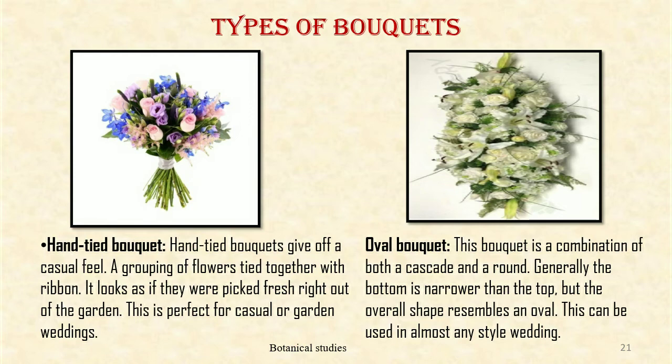Oval bouquets. This bouquet is a combination of both a cascade and a round. Generally, the bottom is narrower than the top, but the overall shape resembles an oval. This can be used in almost any style wedding.